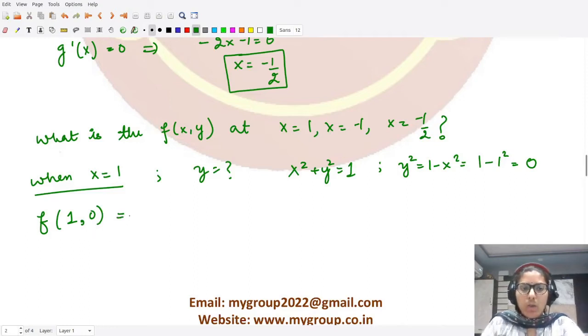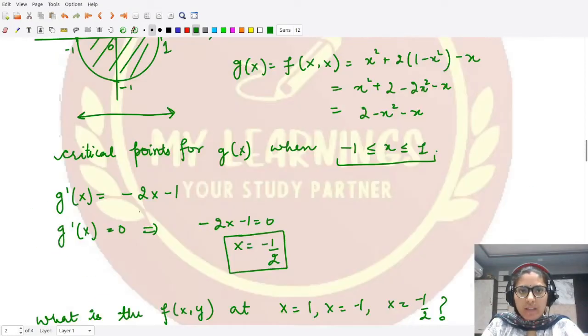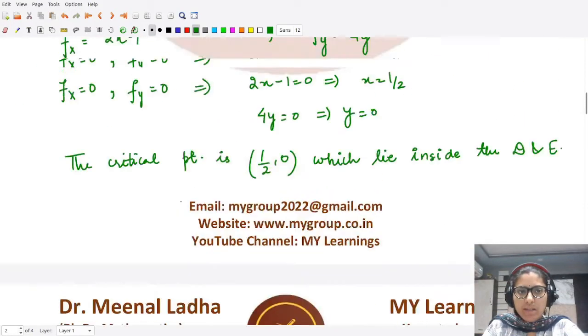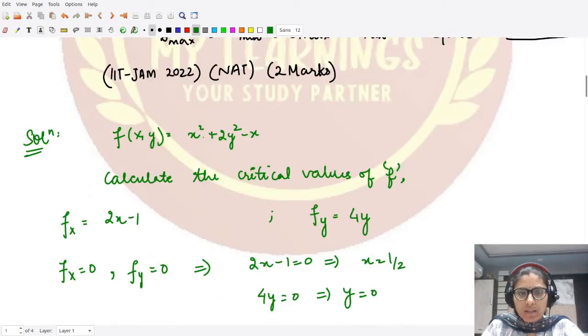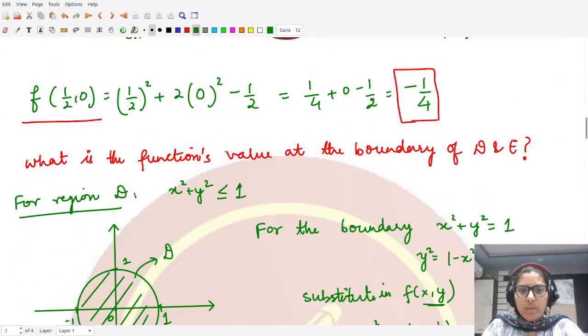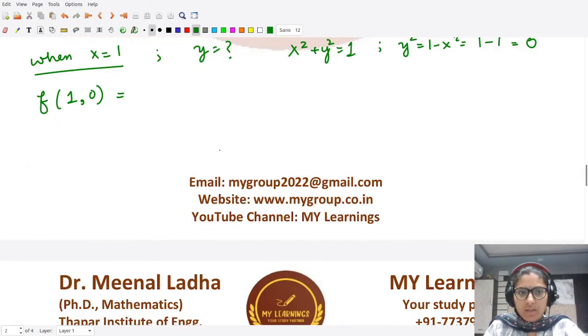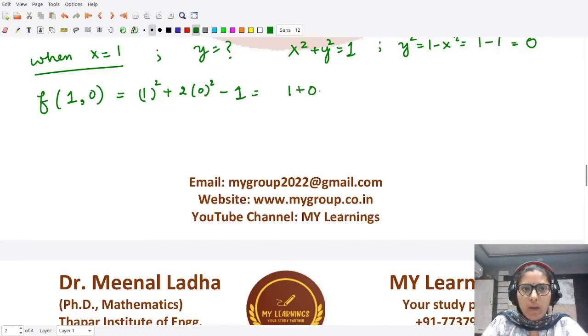So what was your function? It was x square plus 2y square minus x. So you have x square, that is 1 square, plus 2 into y square, that is 0 square, minus x. So you have 1 plus 0 minus 1, which is again 0, right? So the function's value at the point (1, 0) is 0.